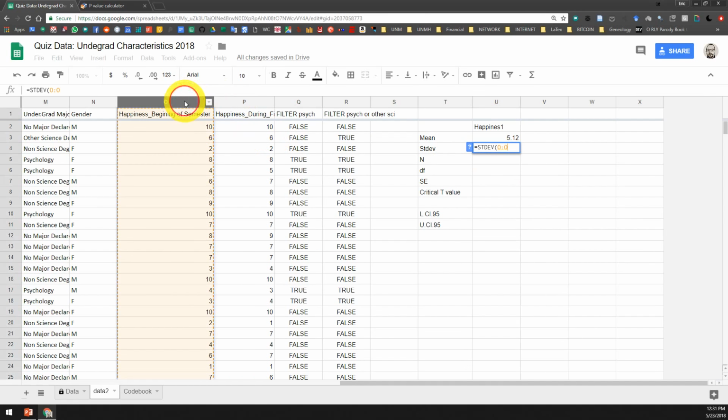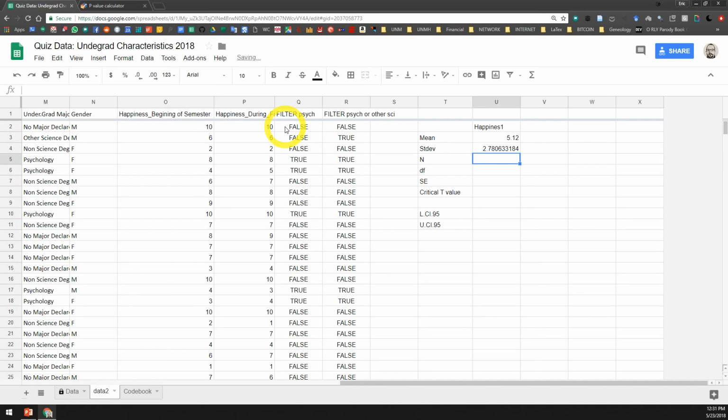Just like we did before, with almost identical steps, you get a standard deviation of 2.78. Let's go ahead and clean that up, round that to the 100th. Number of observations. Now, I could tell you that this is 60 because it's a rather small data set.